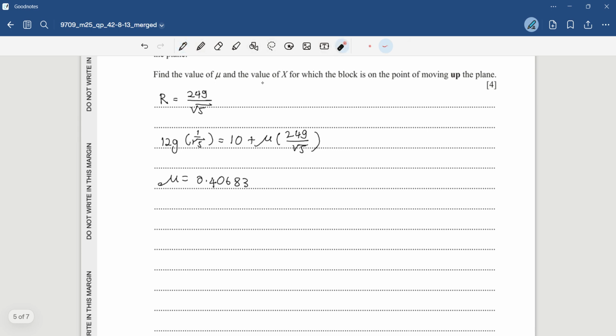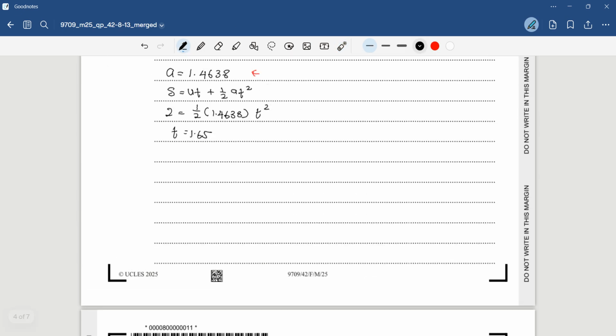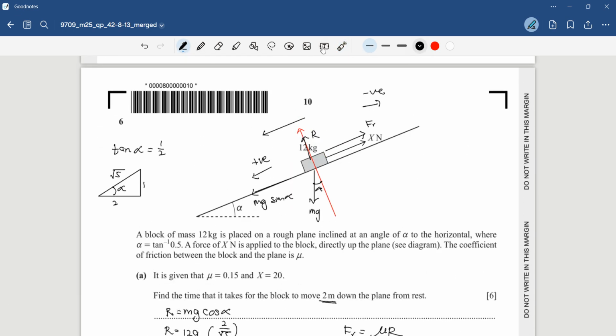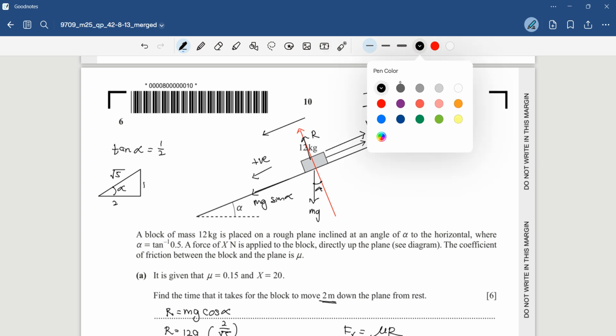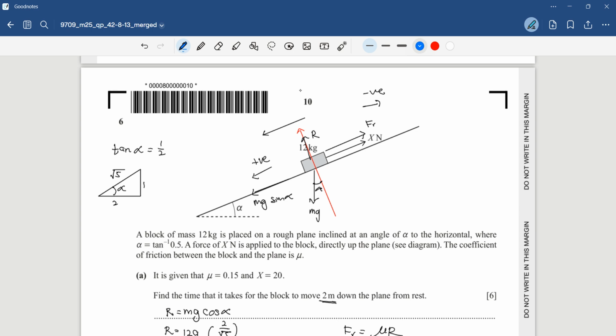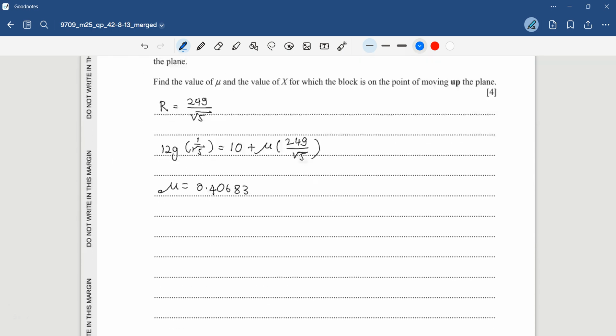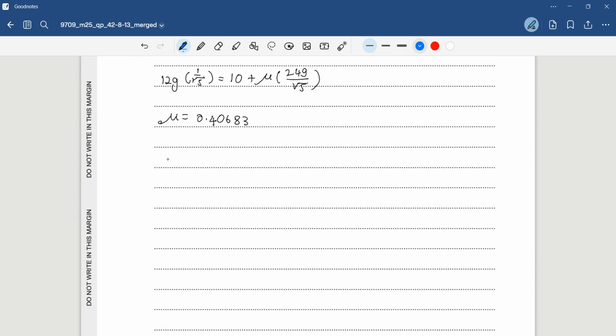Now the question says find the value of x for which it is moving up. When the object is moving upward, then here is your friction Fr. So I can say mg sine alpha plus Fr minus x equals 0, or downward force equal to upward force. So mg sine alpha plus Fr is equivalent to x.